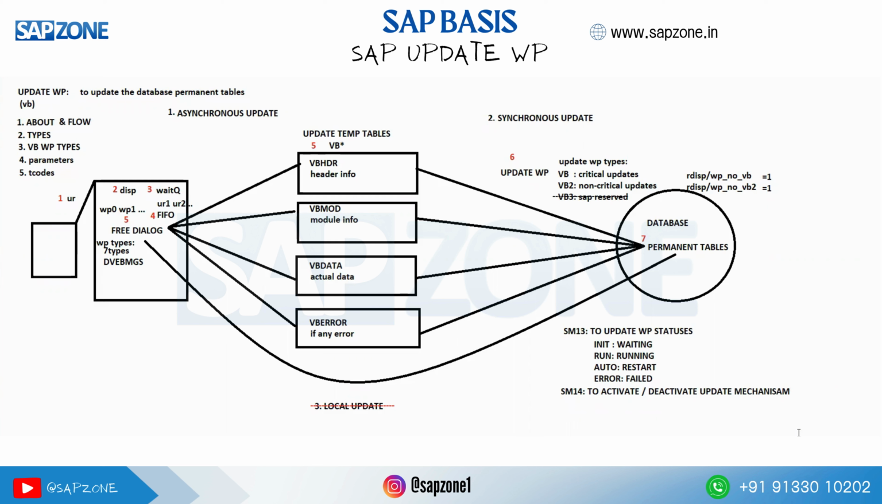The last point: update needs a lock. Whenever the update work process is updating any table, it needs a lock. Who is the lock provider? NQ, exactly. NQ is the lock provider. But the update work process will ask the dialog for the lock. The dialog will go and ask the message server, MS, and the message server will ask the NQ. So in this reverse mode, let me start from here.